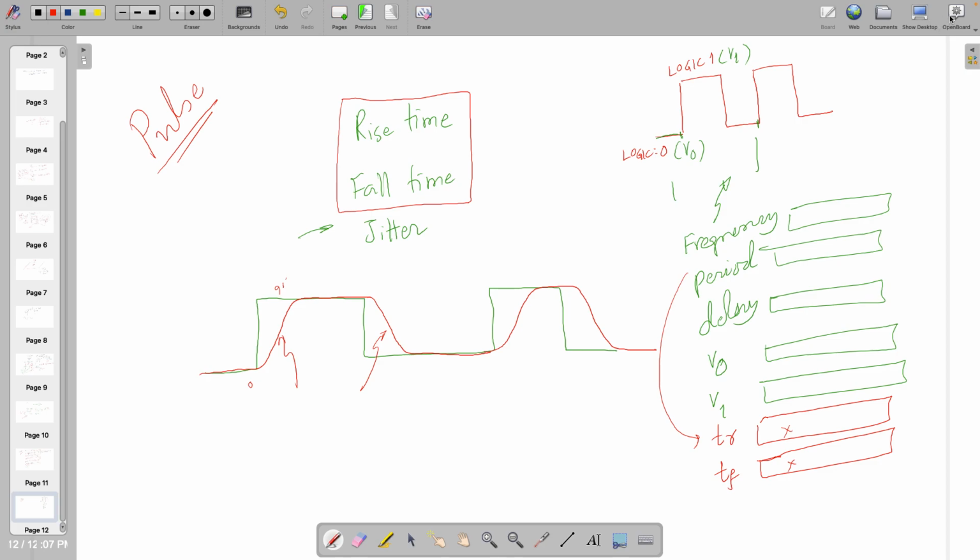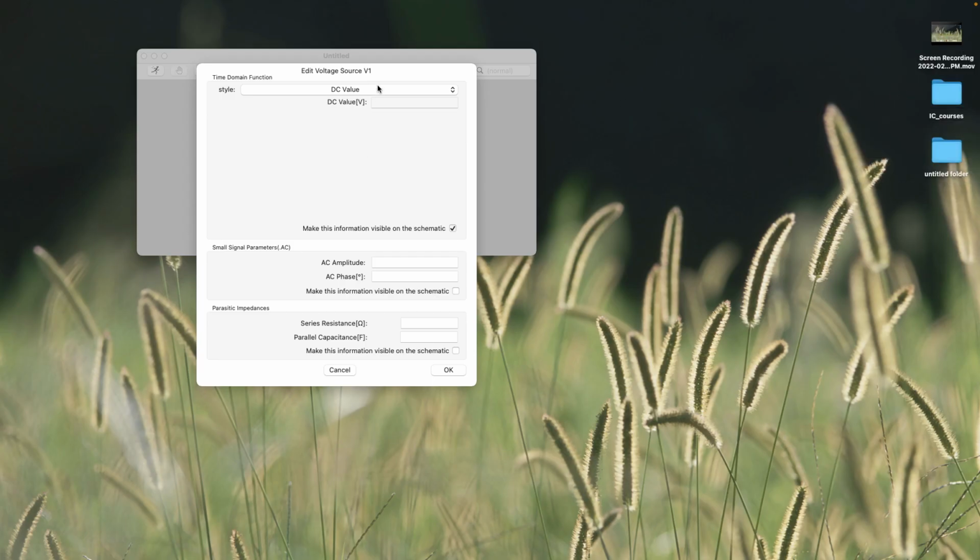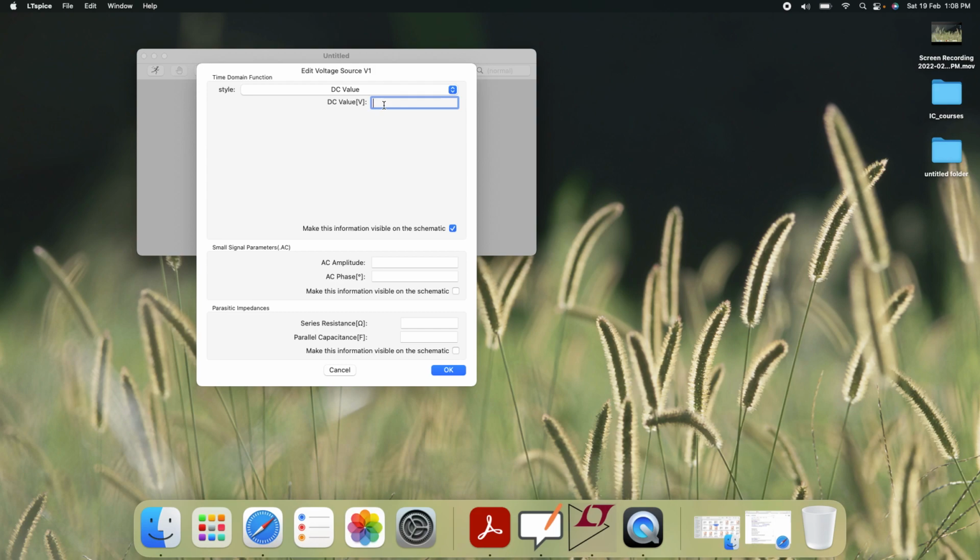So that is what I was telling. In this case, for DC you need to add only the DC value. If it is pulse, as I told you, V1 and V2 are the terms. You have to write the on voltage and the initial voltage as 0, or sometimes it's different also. You can give it in minus. So it depends. Then T delay, rise time, fall time, T on, meaning for how much time you want the signal to be on, and T period.